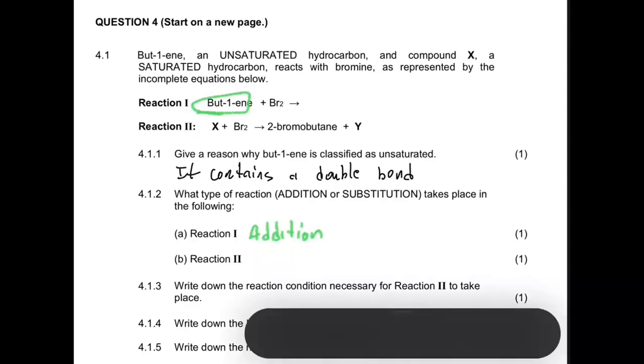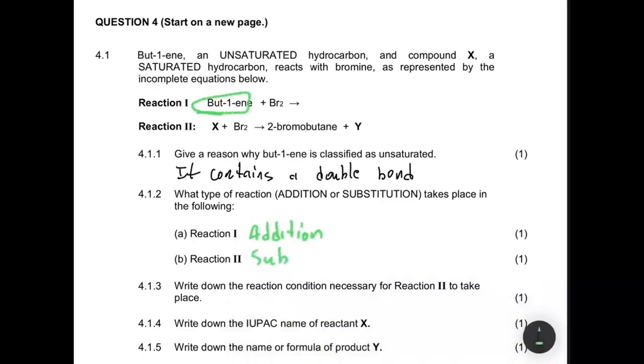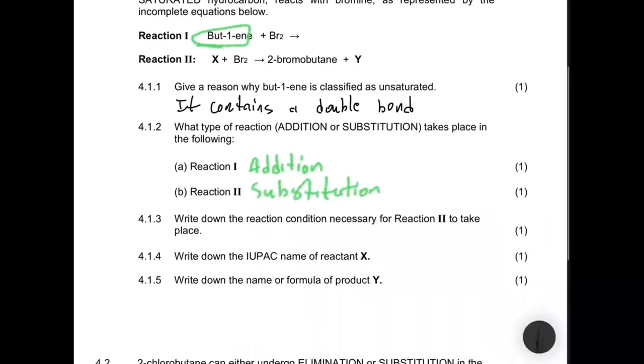So for B, we have substitution. 4.1.3, write down the reaction condition necessary for reaction 2 to take place. For reaction 2 to take place, we need heat, or we need sunlight, but from sunlight we're still looking for heat from the sunlight, right? Or we need UV light.